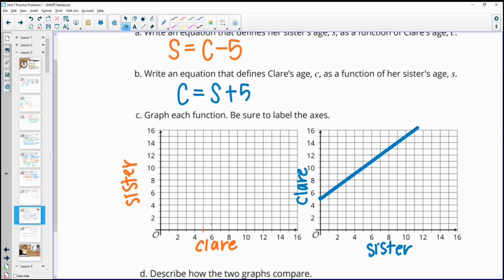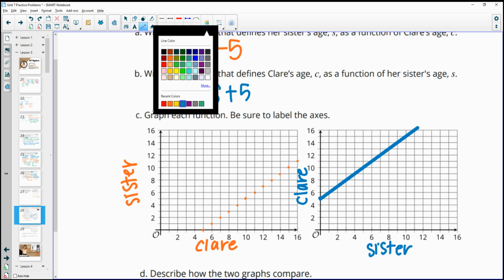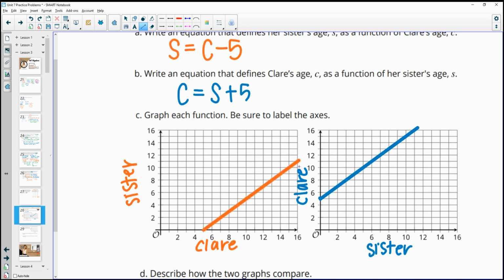When Claire is 5, the sister is 0. When Claire is 6, the sister is 1. 7, the sister is 2. 8, she's 3. 9, she's 4, and so on. For every year Claire ages, the sister ages a year. So you have that slope of 1/1. And so then there would be the graph of that function.